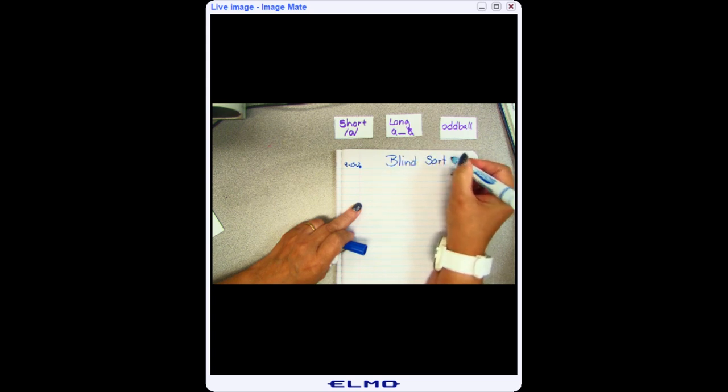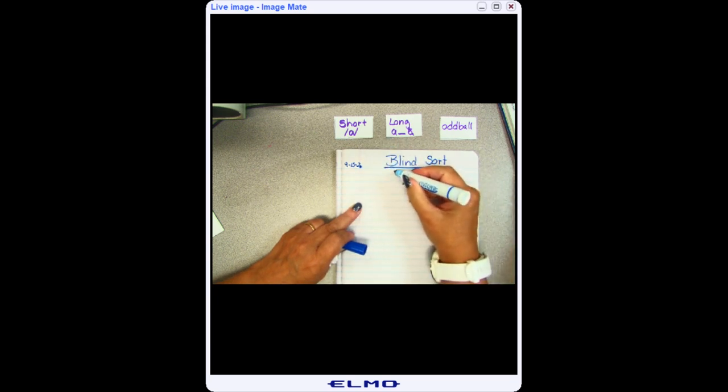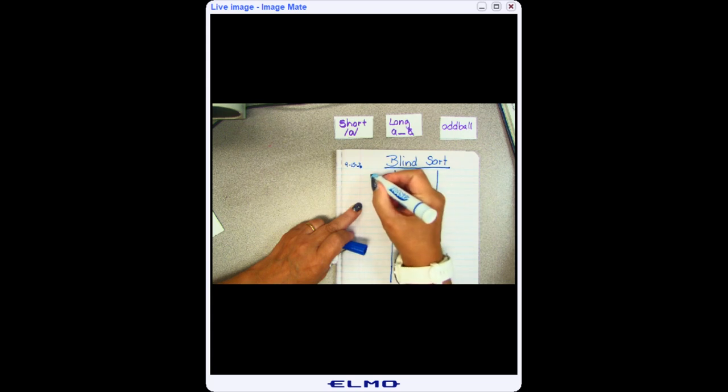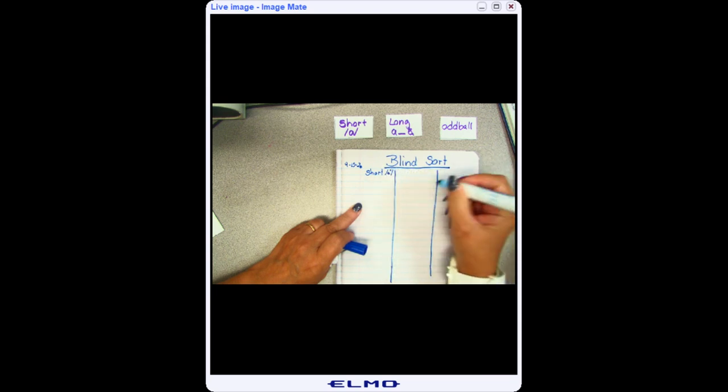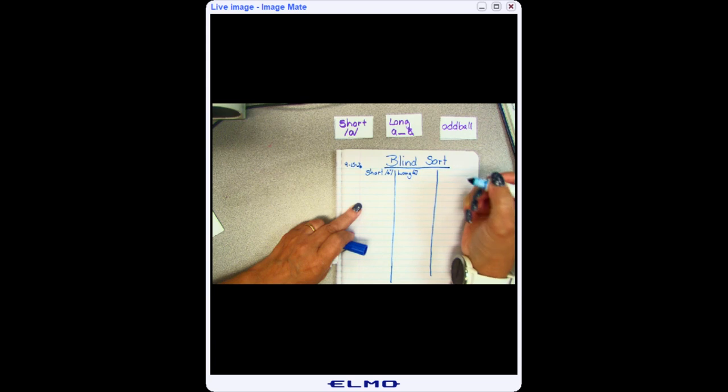Since this is my title, I need to make sure that both words are capitalized and that I underline it. I have three categories, so I'm going to make three columns. And the first column is the short A sound. And I know I put a hook on top when it's short. And the second one is my long A sound. And I put a straight line on top when it's long.